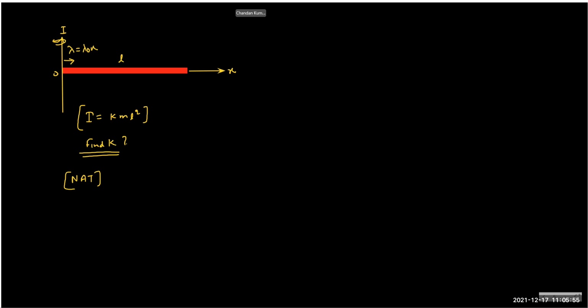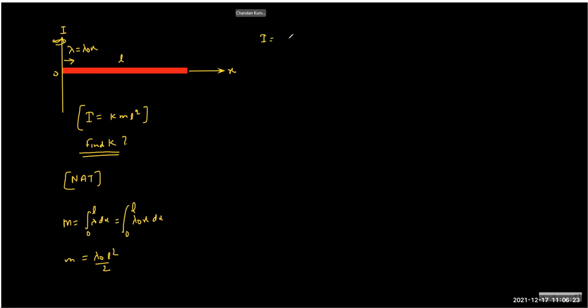K may be half. I think K is half in fact. So half is the right answer, I think. So first let's find the M. M is pretty easy. It's the integral of lambda dx from 0 to L, and lambda is lambda naught x, so the integral of lambda naught x dx from 0 to L is lambda naught L square by 2. That is the M.